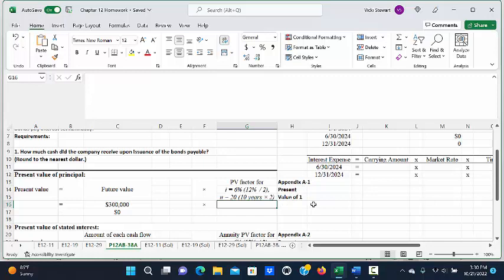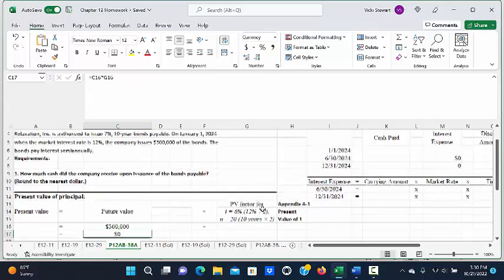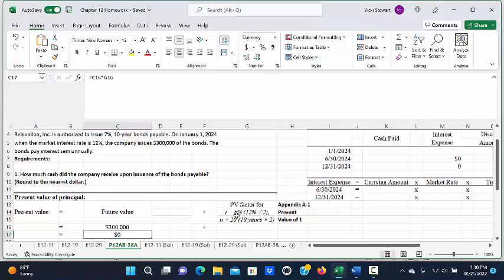We use that table to determine the factor that we can use to discount the $300,000 back to today at the market rate of interest. To determine the interest rate, we first look at our problem and we see that the market rate is 12%, but the bonds pay interest semi-annually. So you always take your market rate of interest and divide it by 2, and that will give you your interest factor. Next, we look for the term of the bonds, and we see that these are 10-year bonds.